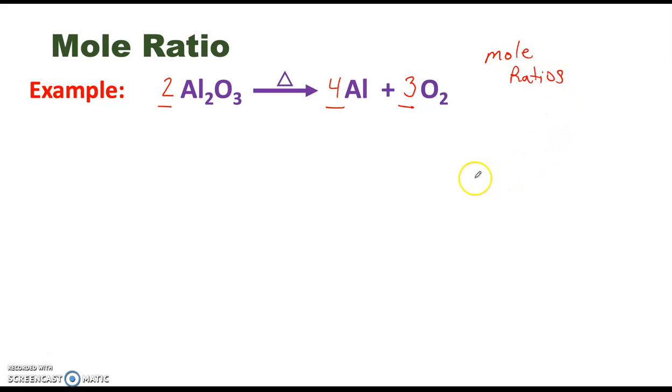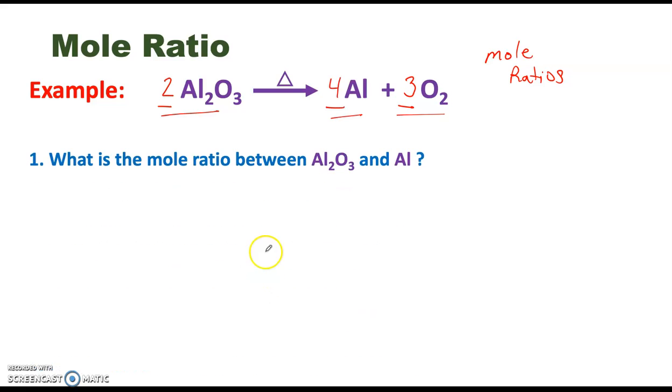They are a counting number. What this means is that 2 of these things will decompose to make 4 aluminum atoms and 3 oxygen molecules. So 2 of these go in, 4 of these come out, and 3 of these come out. That's what it's saying. Or I could say 2 moles of this goes in, 4 moles of this comes out, and 3 moles of this comes out. So that's the counting ratio that we've got.